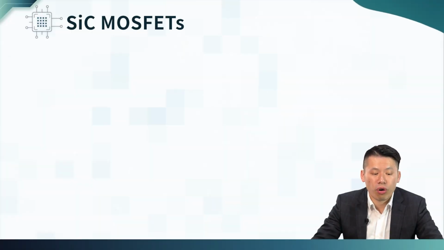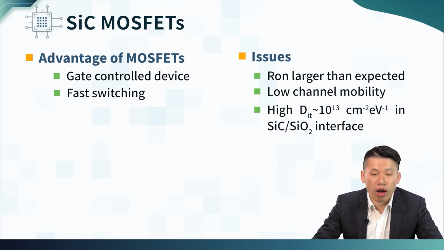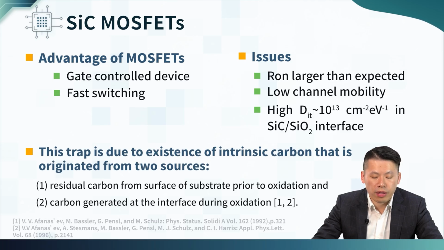And in the silicon carbide MOSFET, the advantage is the gate control and fast switching. But the issue is always that the on-resistance is larger than expected, and that's because of low channel mobility. This is mainly due to the higher interface trap density, which is 10^13 at the silicon carbide and SiO2 interface. And the traps are mainly due to two reasons here.